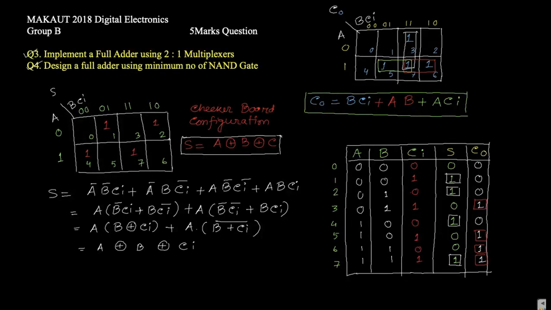Now take the next page. Yes, now you can draw the S. First you write down S as what? A XOR B XOR Ci. And for C, it becomes A Ci, C carry input, plus AB plus B Ci. Okay, now you can design the gate.